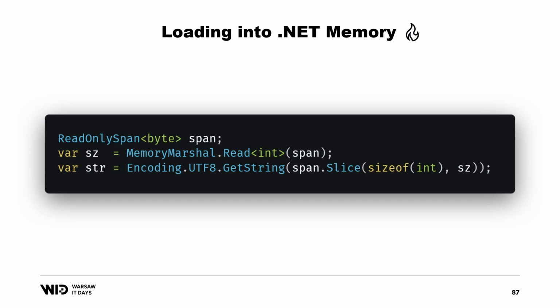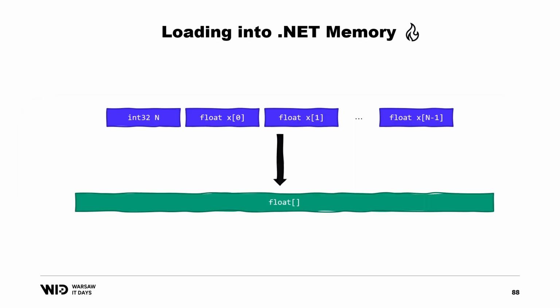Then, using this size, I can ask the encoding.getString function to load from a span of bytes into a string. All of these operate on spans, and even though the span represents a section of data that is possibly present on the disk instead of in memory, the operating system takes care of transparently loading the data into memory when it is first accessed.